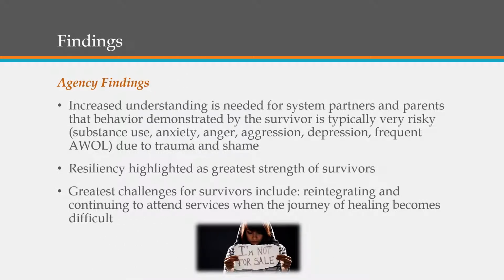Findings for this needs assessment included commonalities between agencies, trends in outpatient services, trends in residential services, as well as overall findings. Agency findings and commonalities included an increased understanding is needed for system partners and parents that behavior demonstrated by survivors is typically very risky. This could include substance use, anxiety, anger, aggression, depression, frequent AWOLs due to trauma and shame. Additional items that were highlighted is that resiliency is noticed as the greatest strength for survivors, and common challenges included reintegrating and continuing to attend services when the journey of healing becomes very difficult.